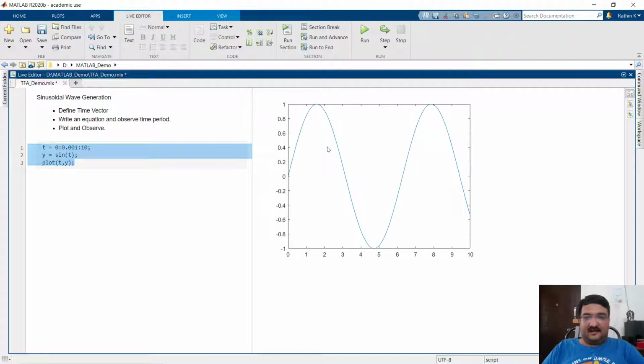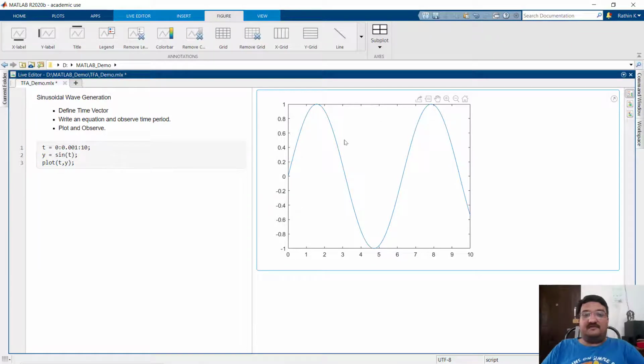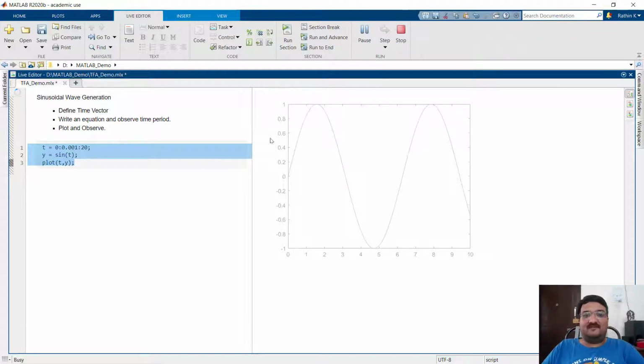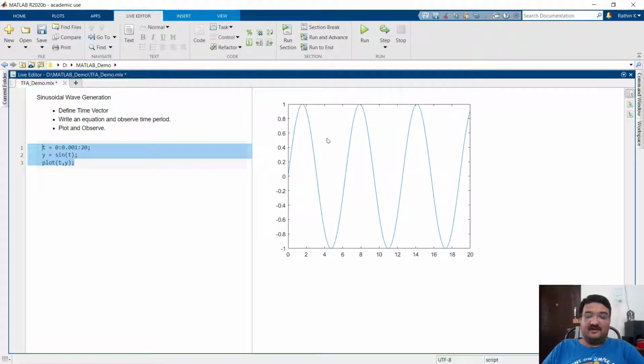So you can see that we have defined time from 0 to 10, and the sine wave starts at 0. How can we identify the time period of this? We know that a sine wave will repeat like this. The good thing about the live editor is that I just have to increase this to 20, run it, and I get the corresponding result quite easily. To give you an idea of the time period, this is repeated almost 3 times in 20 seconds. So 20 by 3, which is around 6 point something, would be one time period.